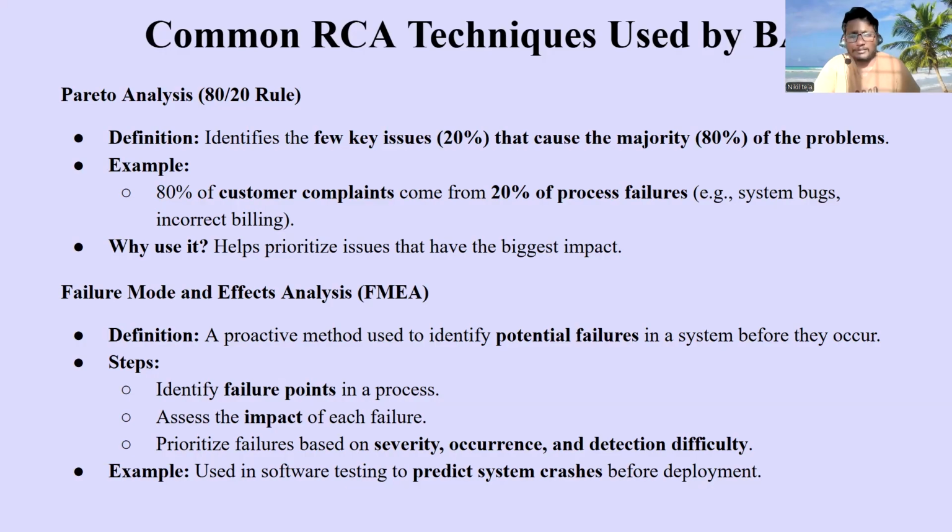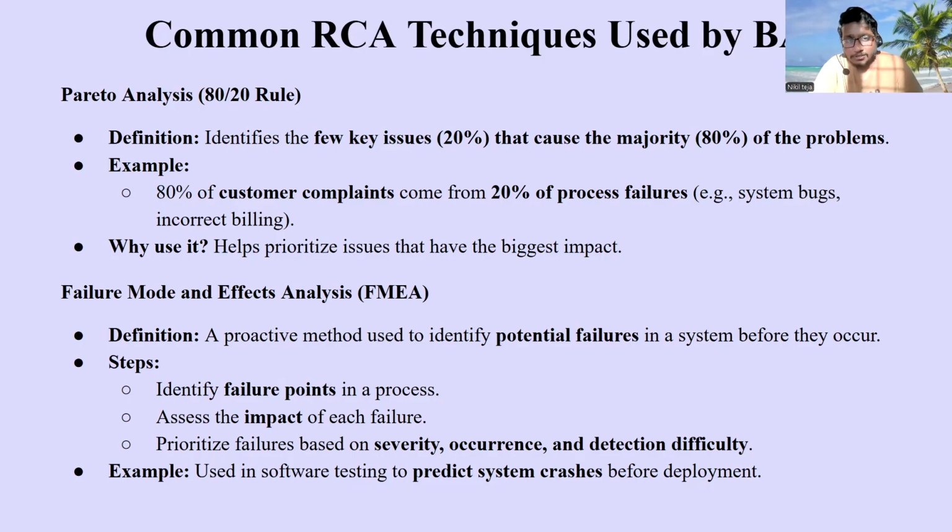So that is how you will be doing the Pareto analysis, not PESTLE analysis, sorry. It identifies the few issues, 20%, that cause the majority, 80%, of the problems, right? Example, 80% of customer complaints come from 20% of process failures. Why? Because if the payment gateway is not working, right? So 20% of the app's problem is creating discomfort for 80% of customers, right? So that is how the Pareto principle works.